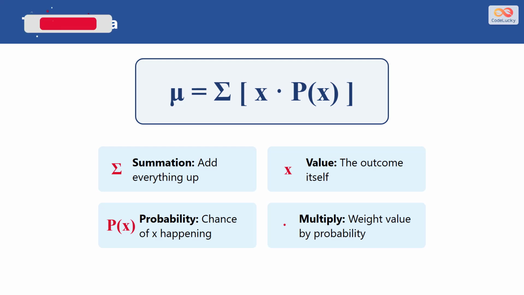Here is the mathematical formula. Mu, which represents the mean, equals the sum of x multiplied by p of x. This means we take each value, multiply it by its probability, and add all those results together.